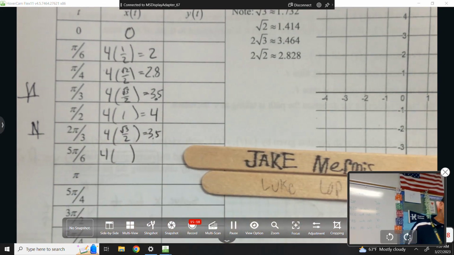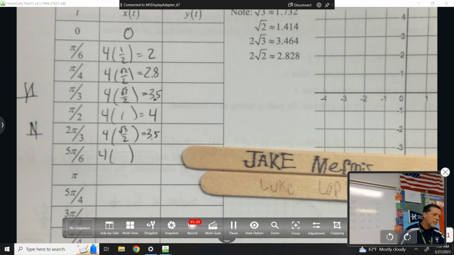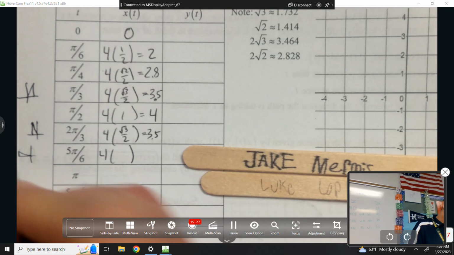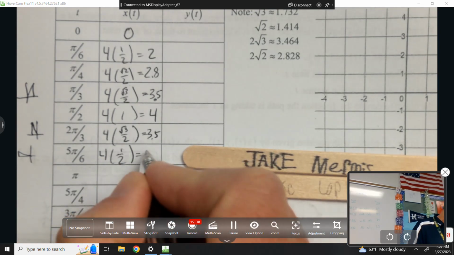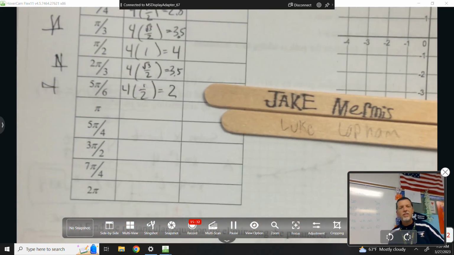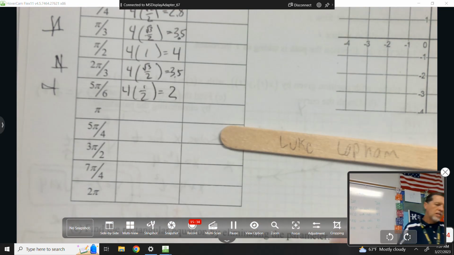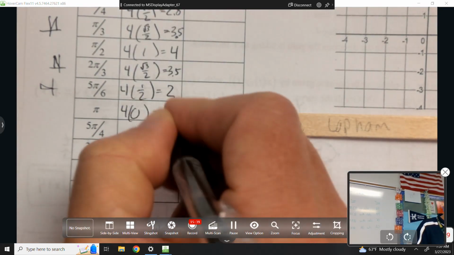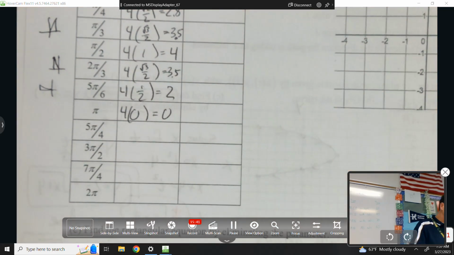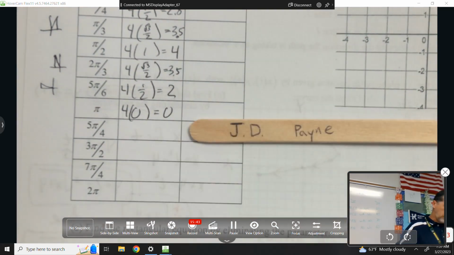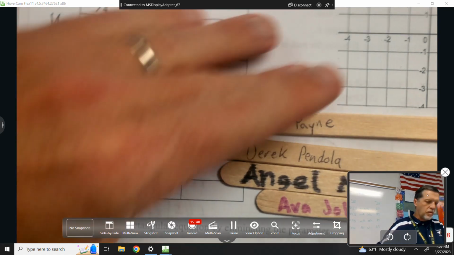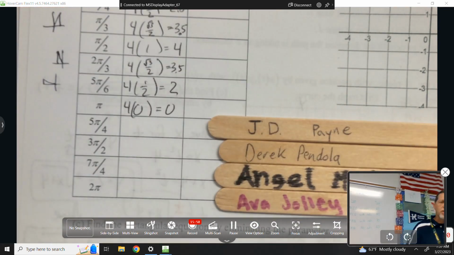For sine 5 pi over 6. Jake, what's the sine of 5 pi over 6? Yes, it is 1/2. Okay. I don't know. My brain needs to see the picture before I get it right. Luke, how about the sine of pi? 0. Blow through all the popsicle sticks today on the unit circle.